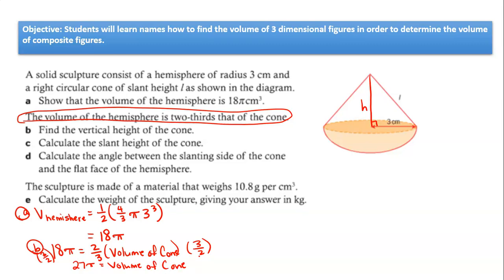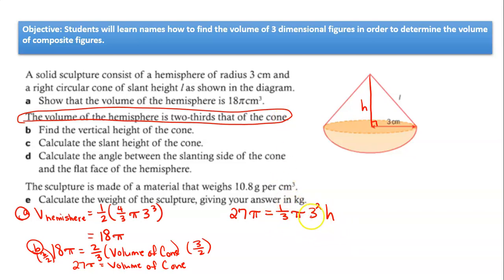So now that I know the volume of the cone is 27 pi, I can use that volume of a cone formula, which is 1/3 pi r squared h, where we know the radius is 3, so that's pi 3 squared times h. So the volume of the cone, which we just figured out was 27 pi, equals 1/3 pi 3 squared times h, and now we can find the height.